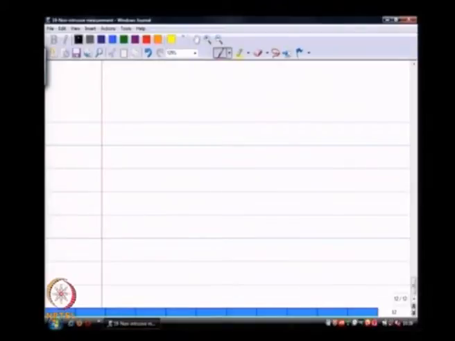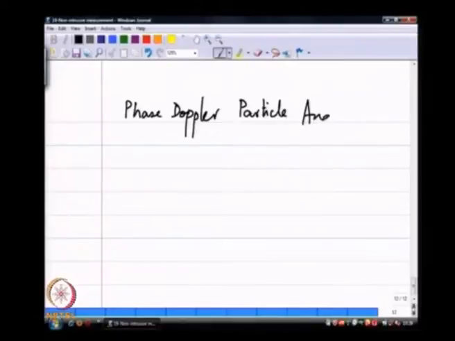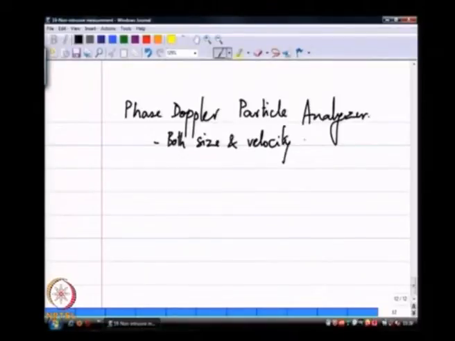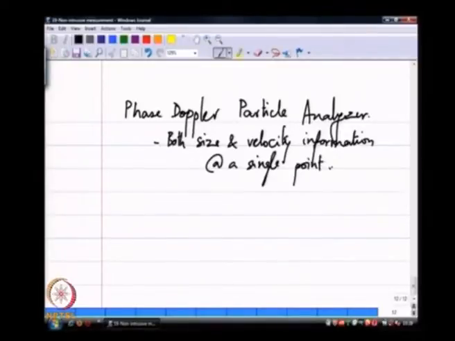We will move on and talk about another instrument that is very widely used in particle sizing, called the phase Doppler particle analyzer. A phase Doppler particle analyzer is an instrument that measures both size and velocity information at a single point. Okay, the basic construction is as follows.